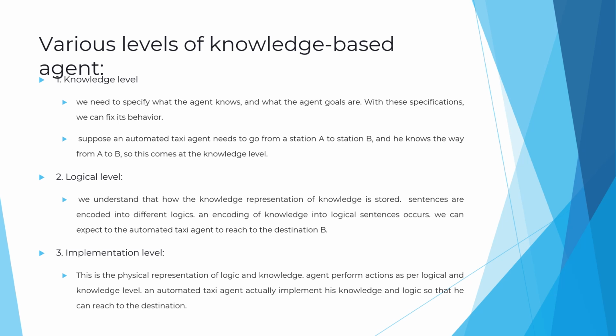And the third level is the implementation level. This is the physical representation of logic and knowledge. At the implementation level, the agent performs actions as per the logical and knowledge level. At this level, the automated taxi agent actually implements his knowledge and logic so that he can reach the destination.